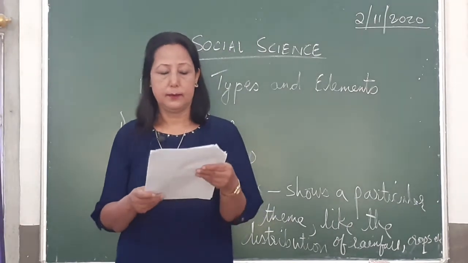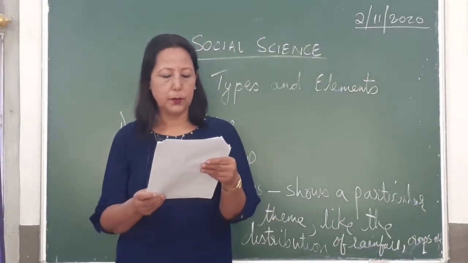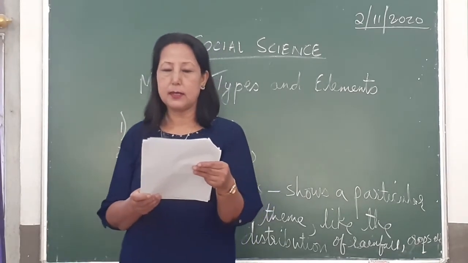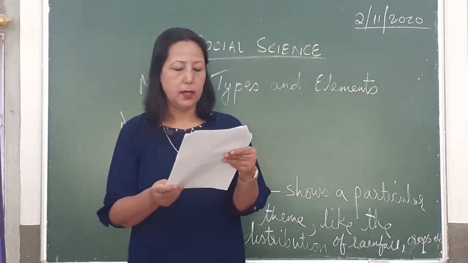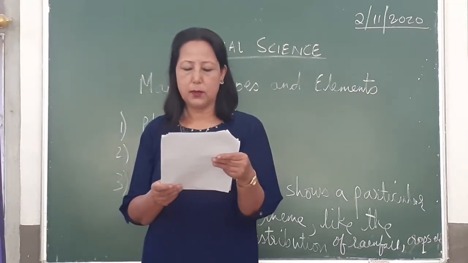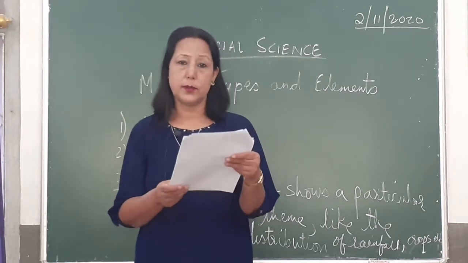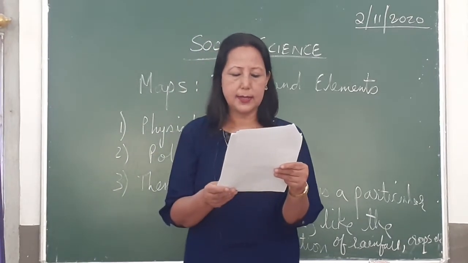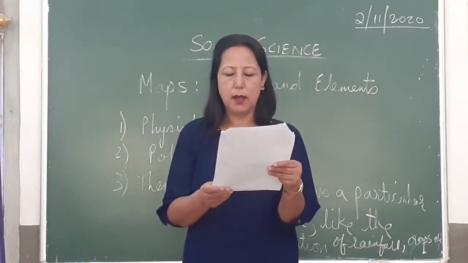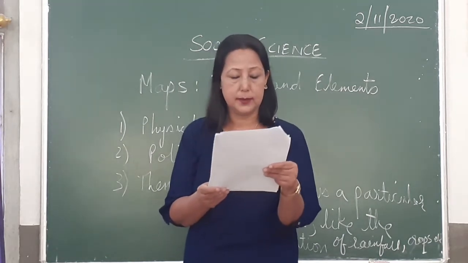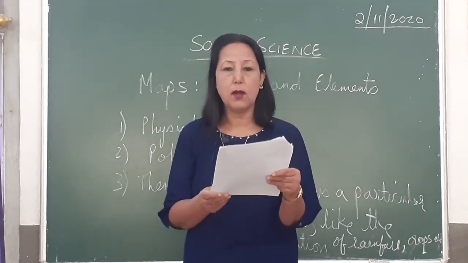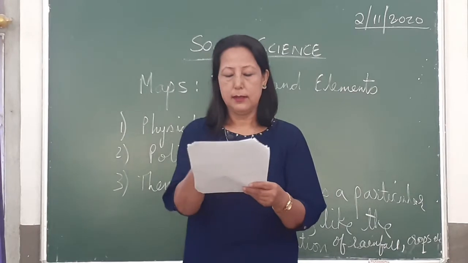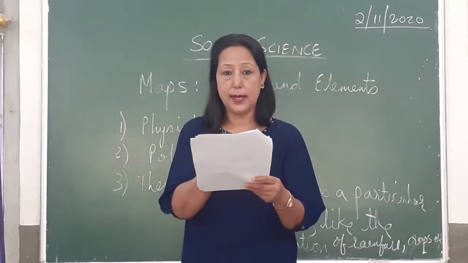Now scale. The distance on the map is shown by using a scale, which is in proportion to the actual shape and distance on the ground. For example, 2 centimeters on the map is equal to 1 kilometer on the ground. Okay? Grid. A network of intersecting lines that helps to find the exact location of a place is called a grid. The grid lines are also called coordinates. So if you look in your book, you will find there are some symbols and signs shown over there.